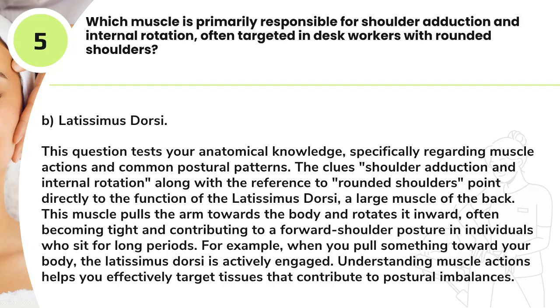The clues shoulder adduction and internal rotation, along with the reference to rounded shoulders, point directly to the function of the latissimus dorsi, a large muscle of the back. This muscle pulls the arm towards the body and rotates it inward, often becoming tight and contributing to a forward shoulder posture in individuals who sit for long periods. For example, when you pull something toward your body, the latissimus dorsi is actively engaged. Understanding muscle actions helps you effectively target tissues that contribute to postural imbalances.